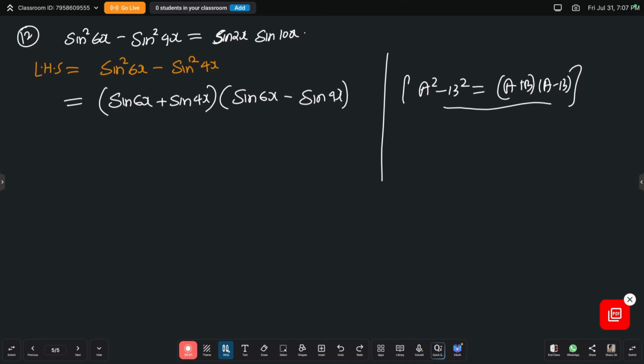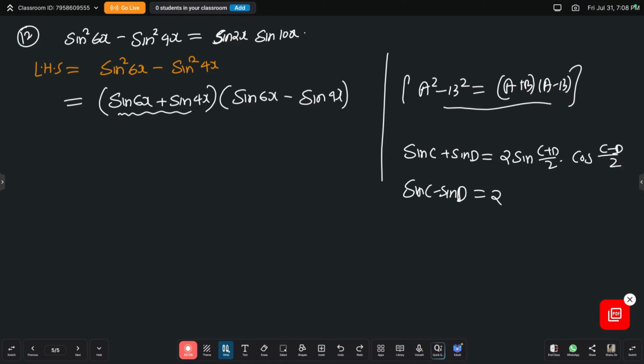Now do you have any formula like this? Here we can apply sine c plus sine d. What is the sine c plus sine d formula? 2 sine c plus d by 2 into cos c minus d by 2. And here sine c minus sine d: if minus, then cos comes first. 2 cos c plus d by 2 into sine c minus d by 2. So here 2 sine c plus d by 2, now c means 6x, d means 4x.